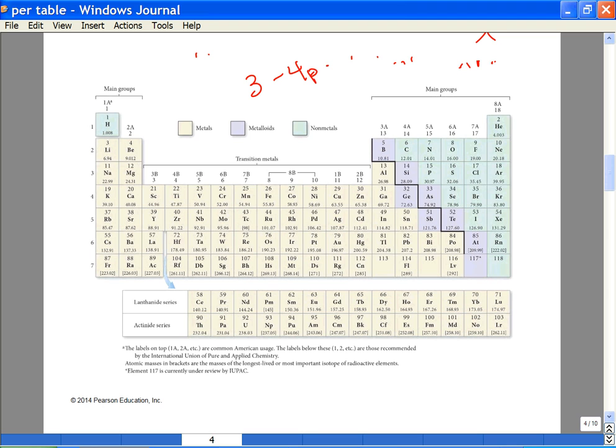Oh, I'm sorry. That was from number 50. I'm sorry, that's the incorrect question. It asks us to look at row 4 and find the element that has 3D electrons. Okay. That's this row.